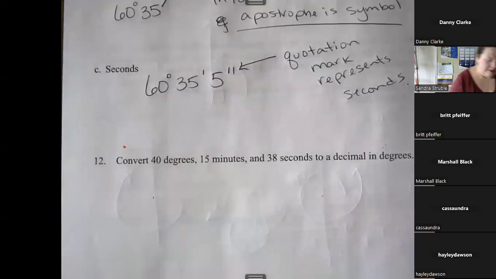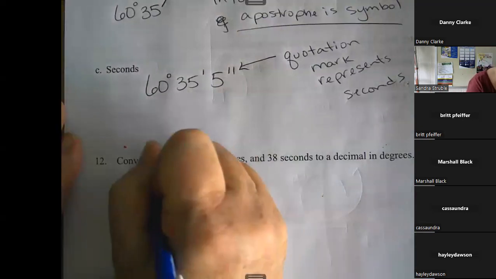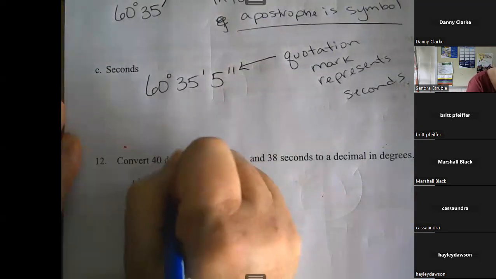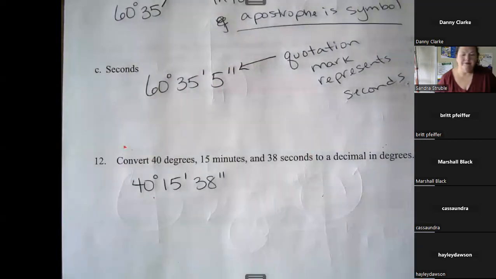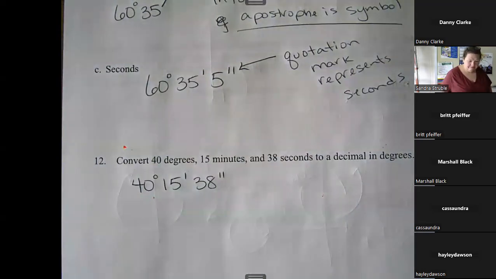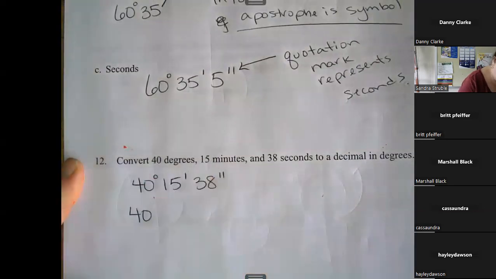Okay, so I'm just going to represent 40 degrees, 15 minutes and 38 seconds as a decimal in degrees. And I'm going to give you how to do that. If you just follow the same method throughout, you will be fine. All we have to do is, well, 40 is already in degrees, which is what we're heading towards. So I'm not changing this at all.